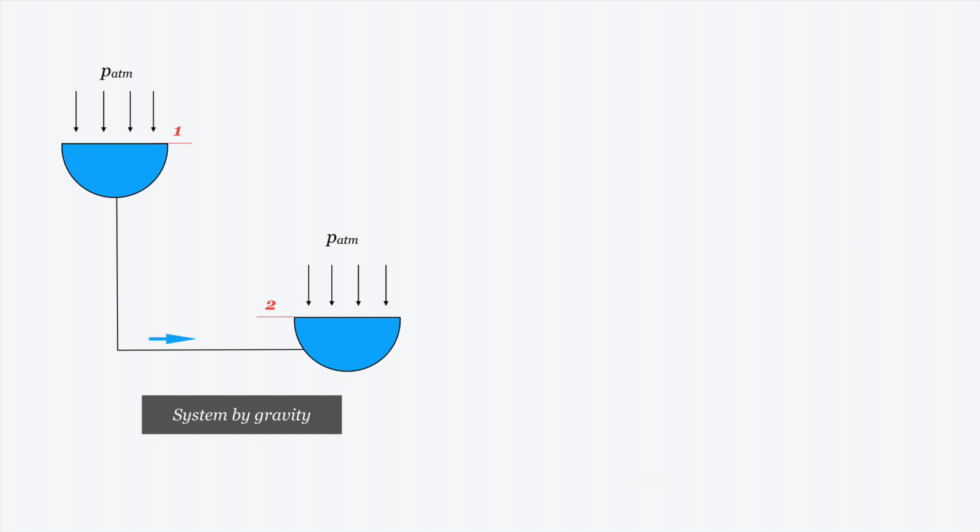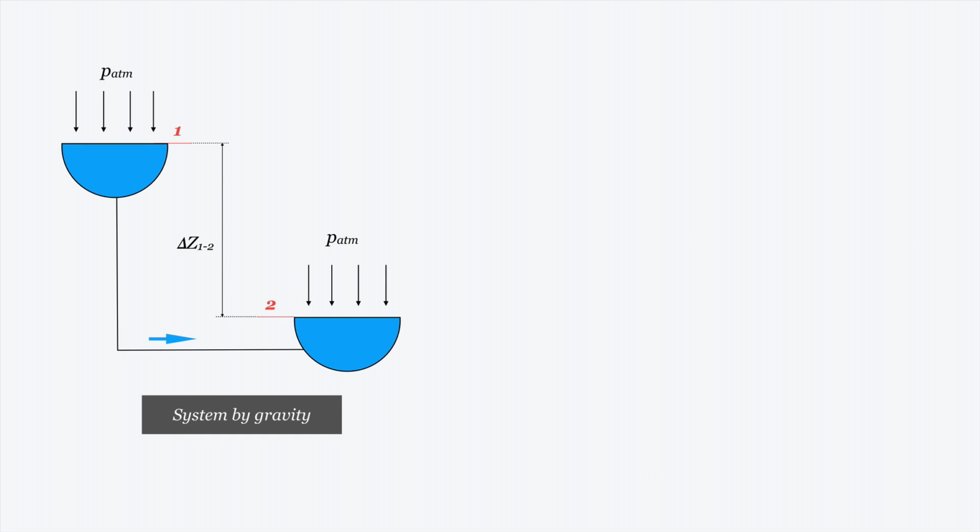Now we are seeing a system acting by gravity. We have here two vessels. The atmospheric pressure is acting over the surfaces of both vessels, over the free surfaces of the liquid. The free surface of the liquid of vessel 1 is above the free surface of liquid 2, so we can convey the liquid from vessel 1 to vessel 2, in principle, by gravity, due to the gravity force.